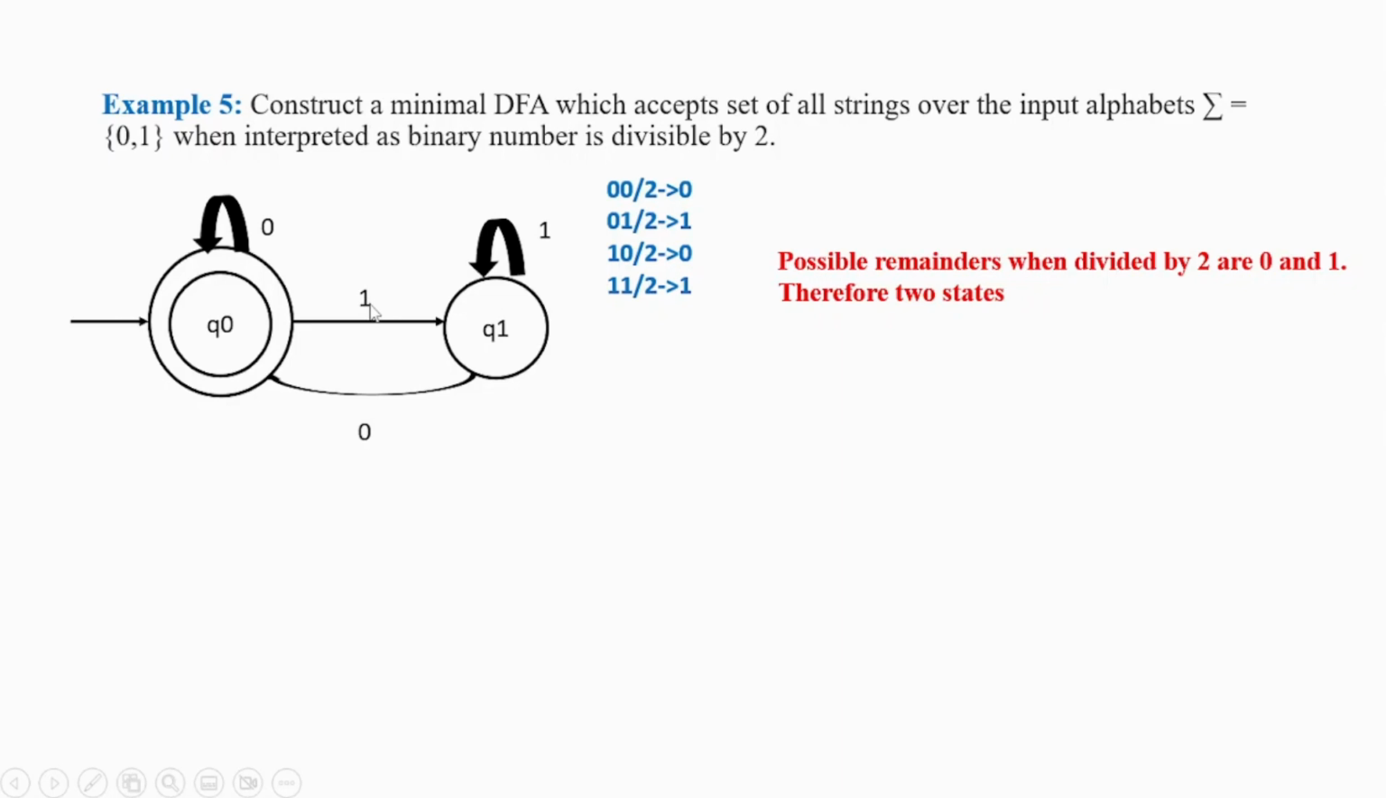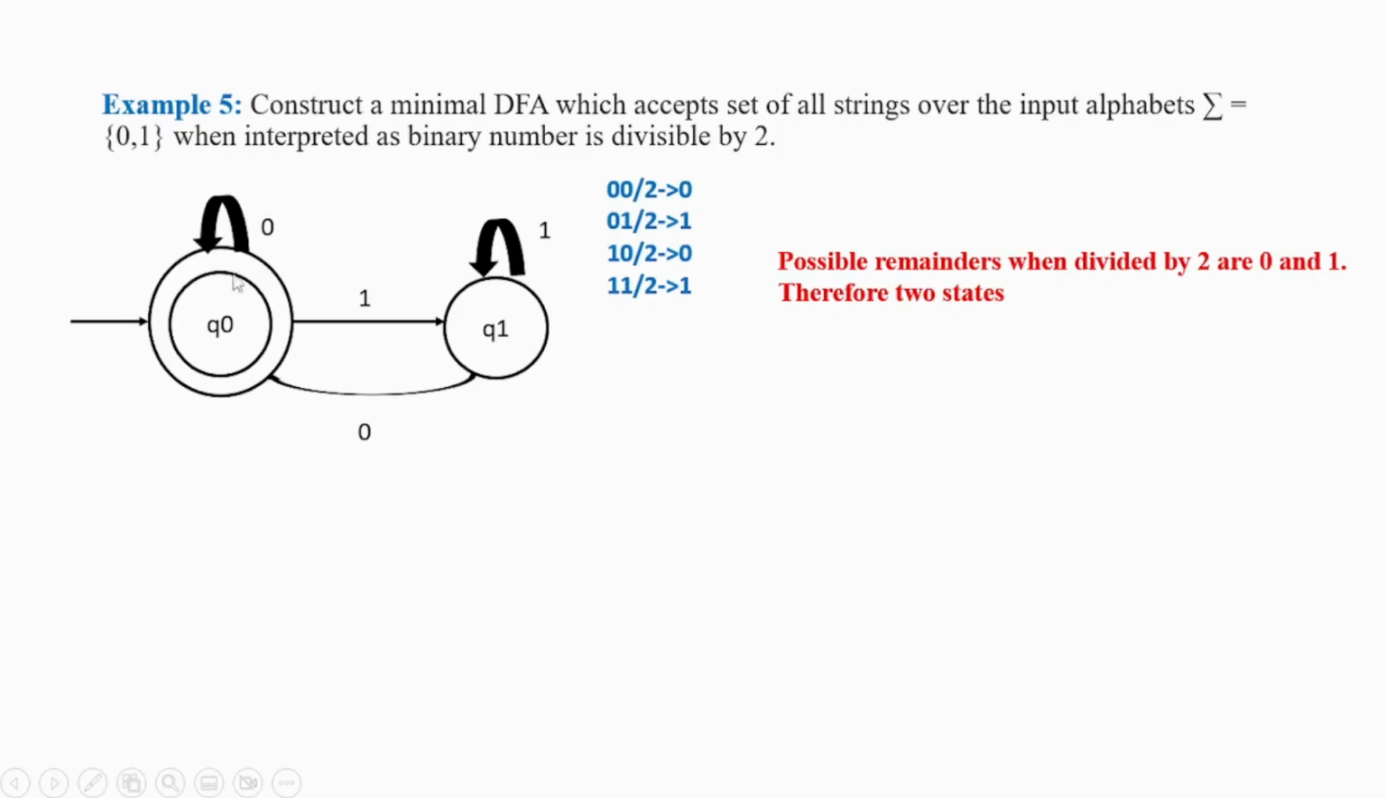Now after 1, if I see 0, what will happen? 1 followed by 0 is 1, 0. If I convert 1, 0 to decimal, it will be 2. So 2 divided by 2, the remainder is 0. So if I see 0 after seeing 1, I will enter this state, because this state represents remainder 0. So this state represents remainder 0, and this represents remainder 1.